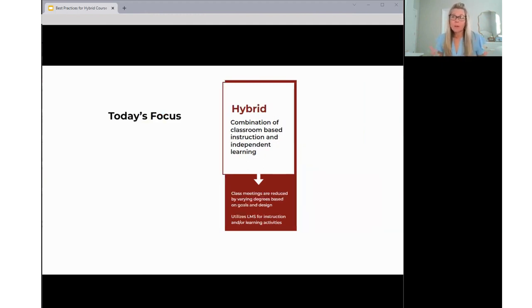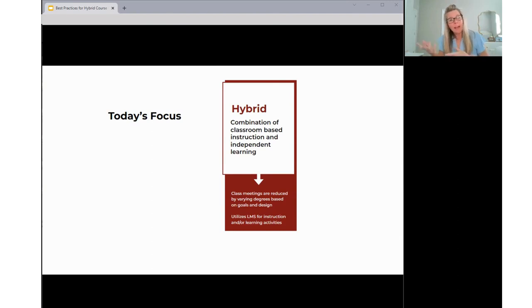So today we're going to focus specifically on hybrid. That's where we're spending our time, to really look at and dig into what this hybrid means. Again, it's a combination of classroom-based instruction and independent learning, and seat time is reduced. So instead of coming to class 3 times a week for 15 weeks, they will meet fewer times.